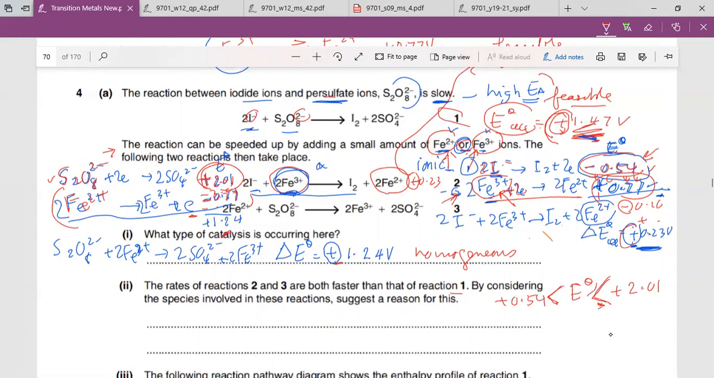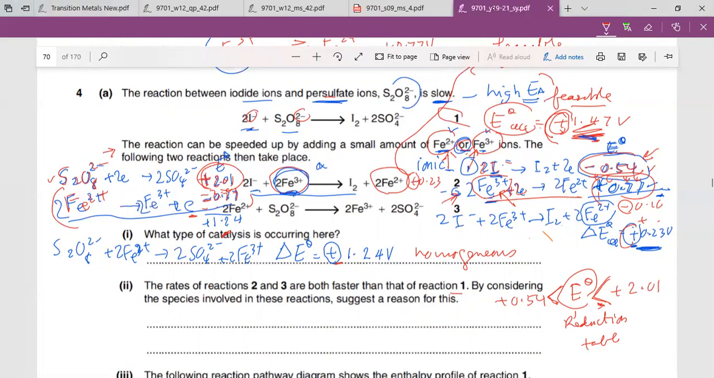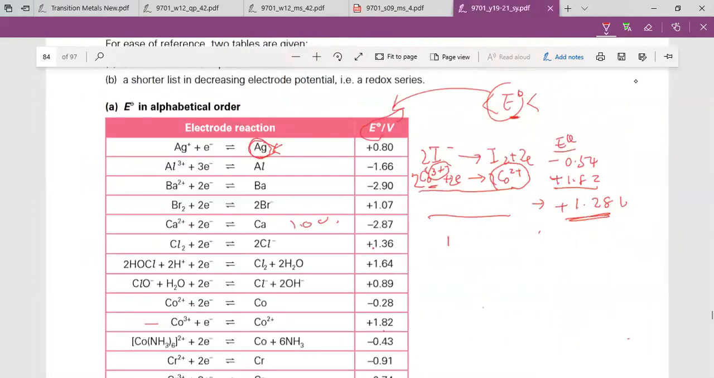So the E0 here will be the reduction E0. You will follow your table, so it's very important to choose correctly. Reduction table. Okay, now 0.54 and 2.01. Now you choose. Your E0 here must be greater than positive 0.54, and must be less than positive 2.01.